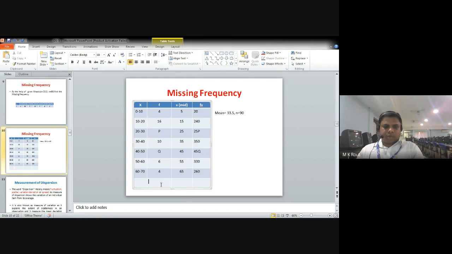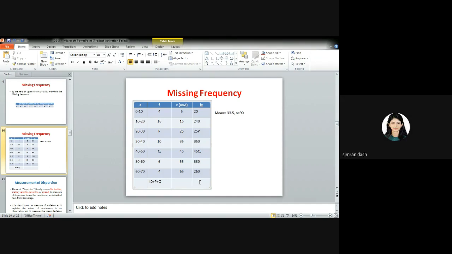Then proceed to the sum of frequencies. That means 4 plus 16, 20; 20 plus 10, that is 30; 30 plus 10, that is 40; 40 plus P plus Q. If you calculate the sum of fx, that equals, just a minute, 20 plus 240 plus... I got the answer.